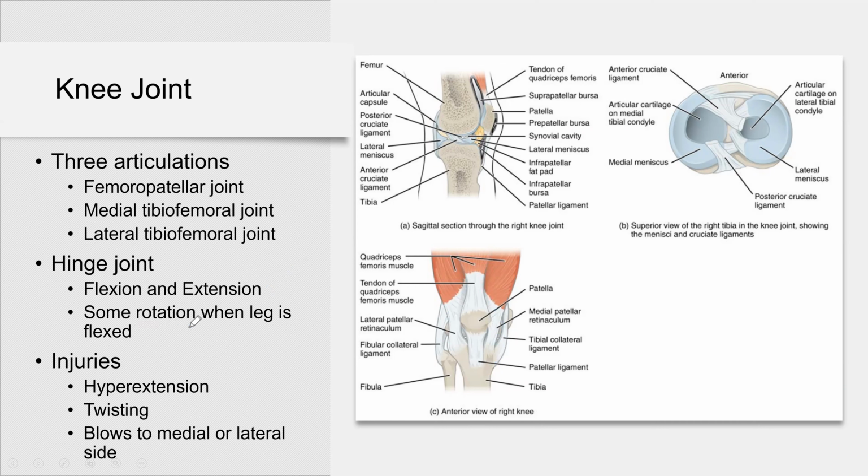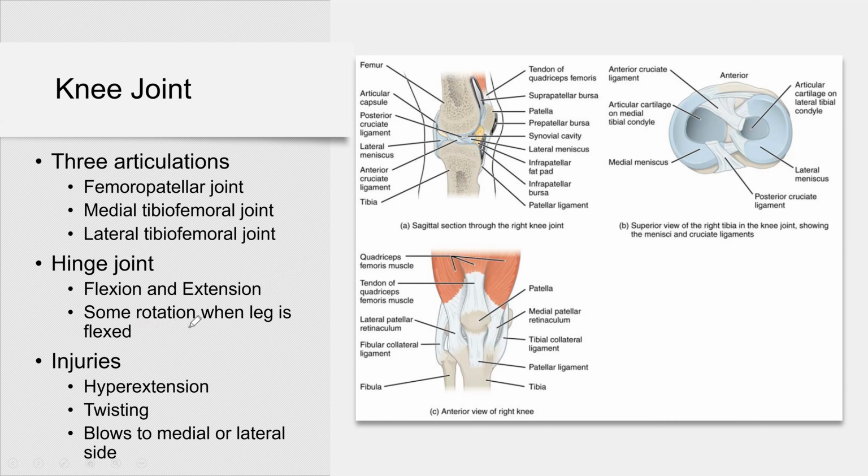So we have some other structures here that we need to talk about. We have articular discs that are called meniscus. So meniscus is C-shaped cartilage, right? So it's right there. And it's found on the medial side and lateral side. So anterior is over here, so that's why this is the lateral side. So that's a lateral meniscus, and this is medial meniscus.